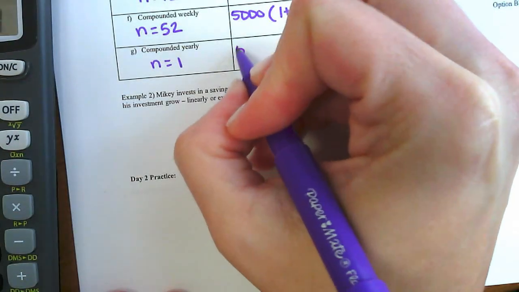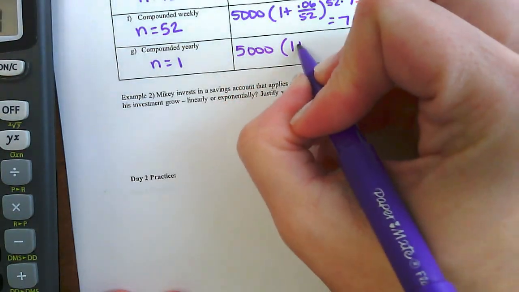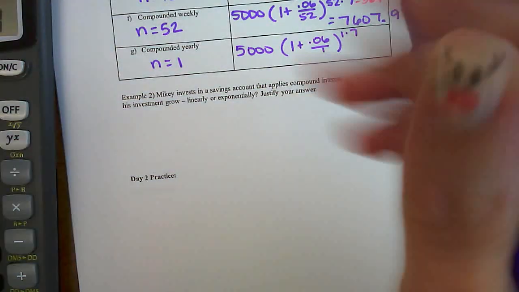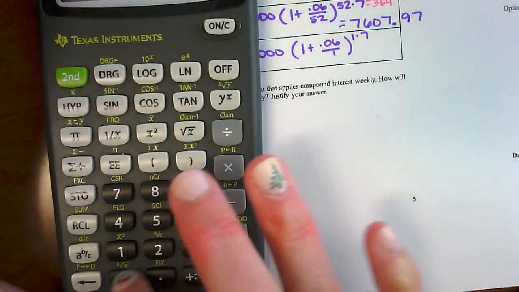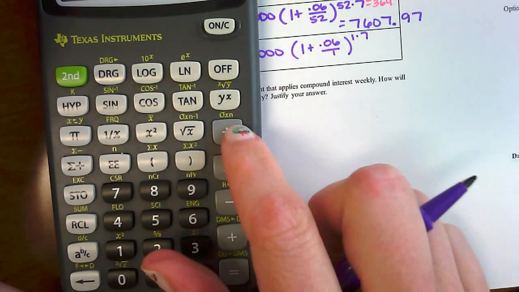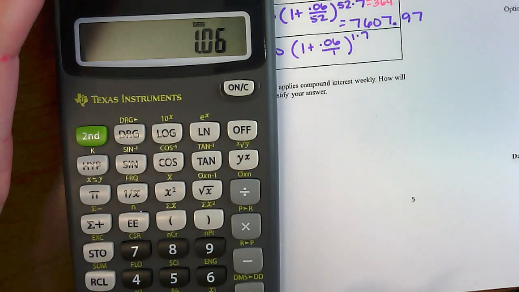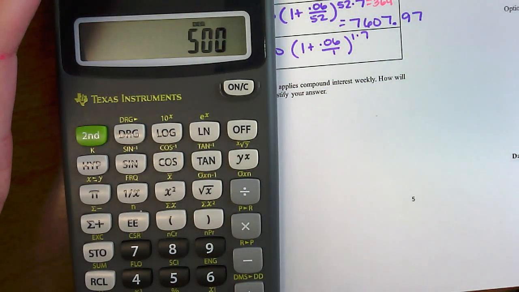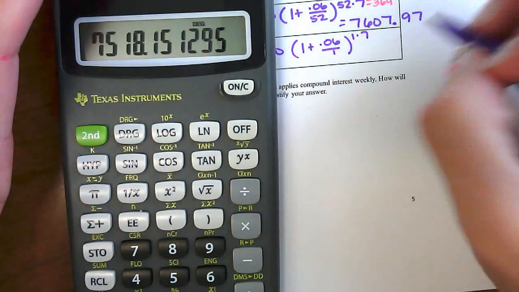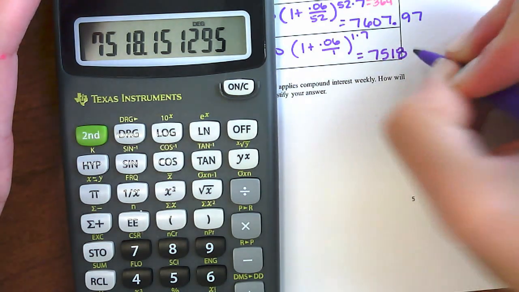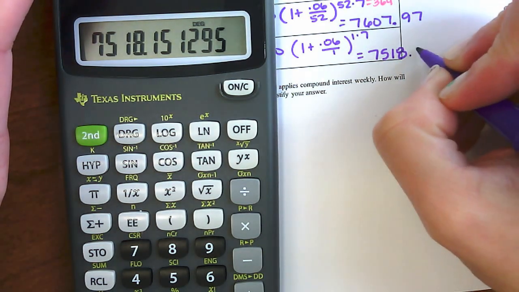Compounded yearly. Yearly is just once. And now my exponent would be a 7. So 0.06. I could write divided by 1 in my calculator, I don't really have to. Add 1, raise to the 7th power, and multiply by 5,000. So $7,518.15.